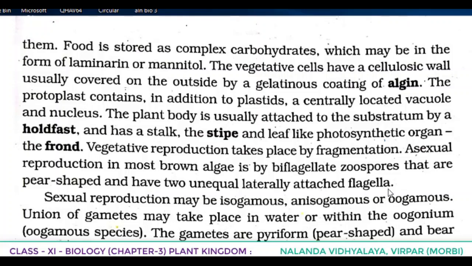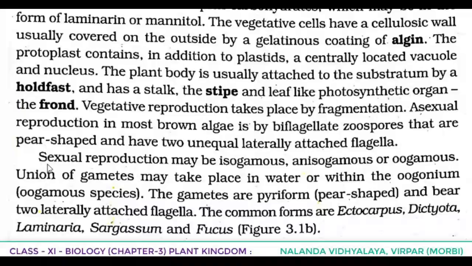Regarding reproduction, vegetative reproduction is mainly by fragmentation. Asexual reproduction in most brown algae is by biflagellate zoospores that are pear-shaped and have two unequal laterally attached flagella. Now coming to sexual reproduction, it may be isogamous, anisogamous or oogamous.